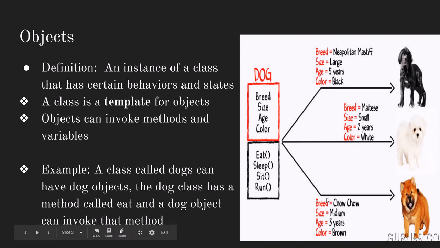represented by methods. So just an overview, a class is basically a template for those objects, and these objects can invoke the certain methods and the certain variables to get the behaviors and the states out. So we went over the object. A class called dogs can have dog objects. This class has a method called eat, and a dog object can invoke that method by doing dog.eat. We're going to go over how to get the dog to do certain actions later.